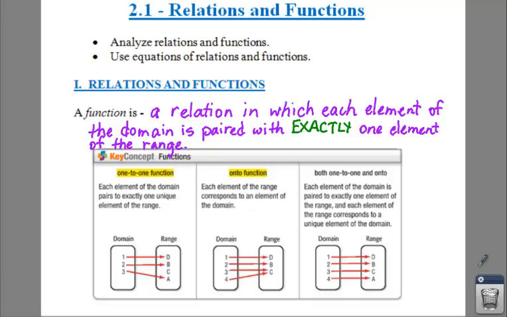Well, we're going to start here in 2-1. Relations and functions. Keep in mind, not every relation can be a function. Every function must be a relation. A function is any relation where each element of the domain is paired to exactly one element of the range. This can be one-to-one if one element of the domain pairs with exactly one element of the range. We're not going to worry about onto functions, or functions that are both onto and one-to-one. We're only going to deal with one-to-one functions.